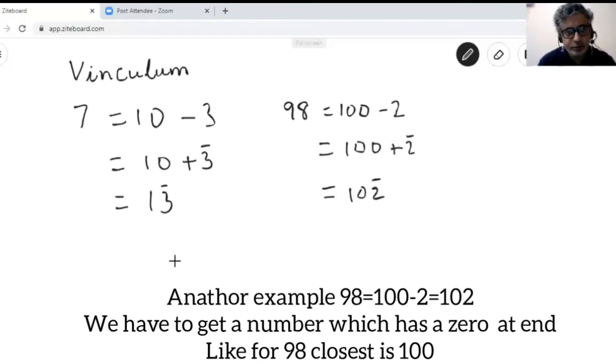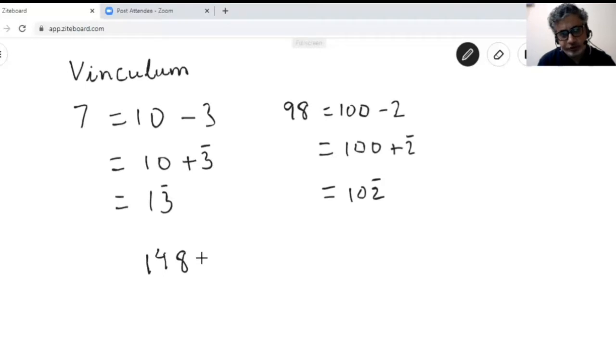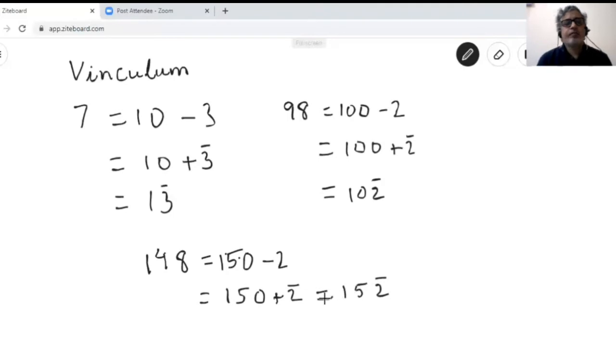Okay, let's take a third example, which is 148. 148 is closer to 150. So 150 minus 2, which is also equal to 150 plus 2 bar, which is equal to 152 bar. So this is how it works. We have converted a normal number to a Vinculum number. Now let's try to convert a Vinculum number to a normal number.